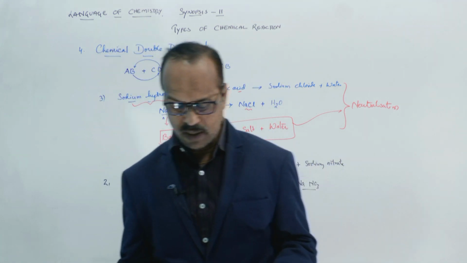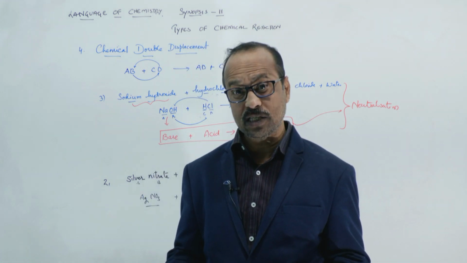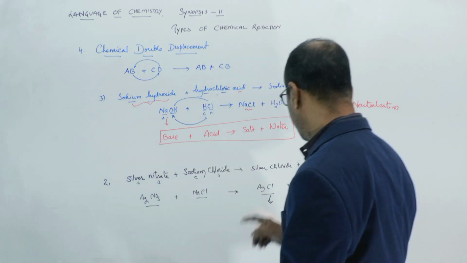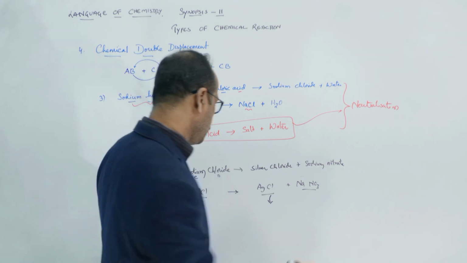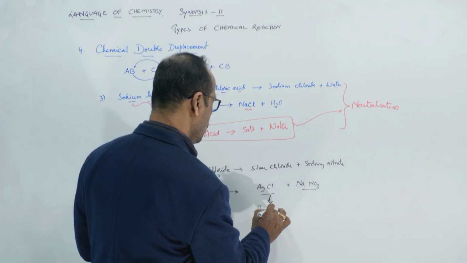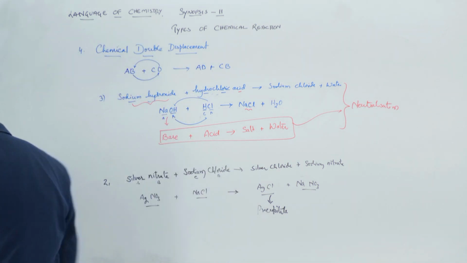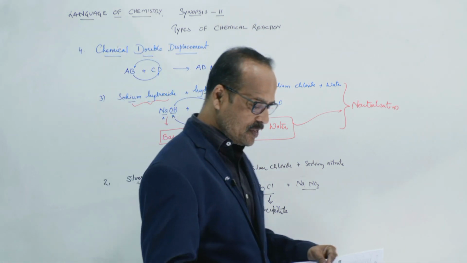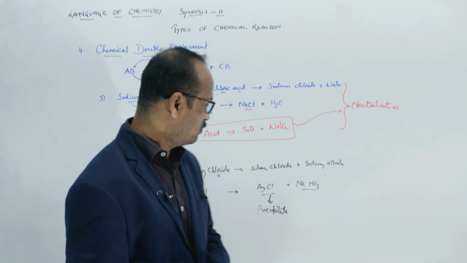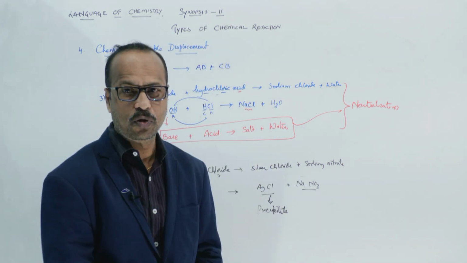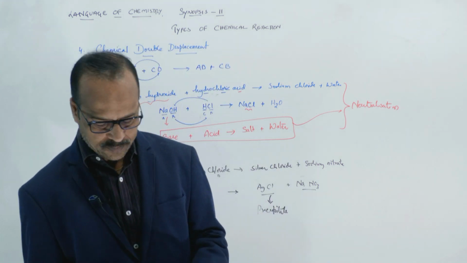Then come to the sixth one. In case one of the two products is insoluble. See here, one of the two products is insoluble. This is called a precipitate. Just now I told you, no. So one of the two products is insoluble in water. The reaction is commonly known as a precipitation reaction. What is it called? Precipitation reaction. So answer is 1. Right.